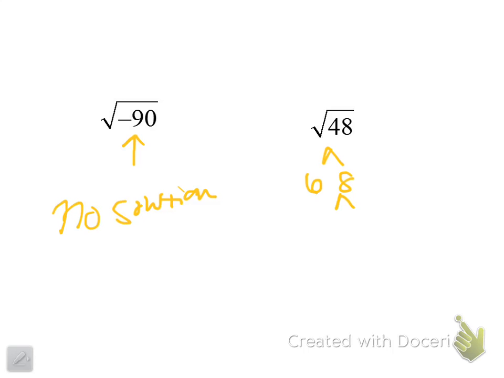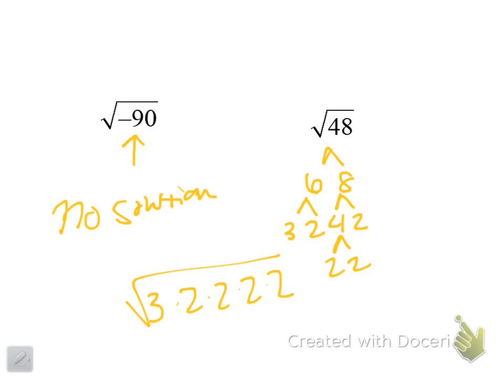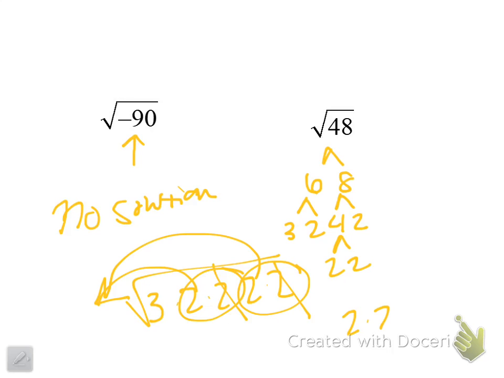6 and 8, 4 and 2, 2 and 2, and 3 and 2. So let's make our big radical. So 3 times 2 times 2 times 2 times 2. So I got 2 buddies, one dies. So we send a 2 out, send 2 2's out. So it'd be 2 times 2, and then the square root of 3 is still on the inside, so we got 4 root 3.